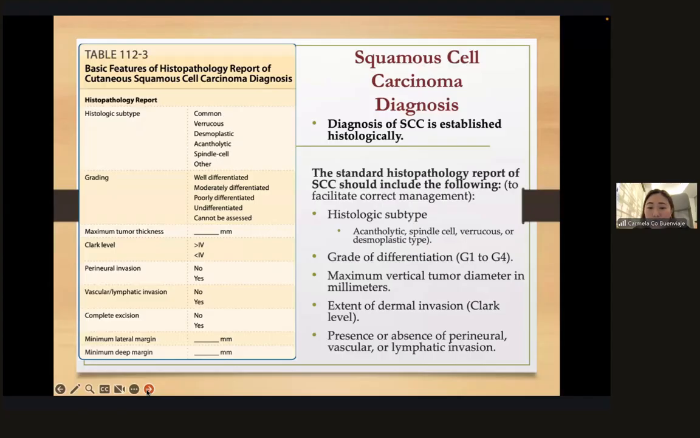Okay, so the diagnosis of SCC is established histologically. So the standard histopathology report of SCC should include the following in order to facilitate correct management.